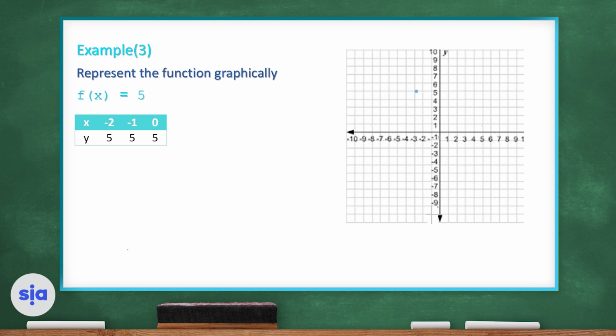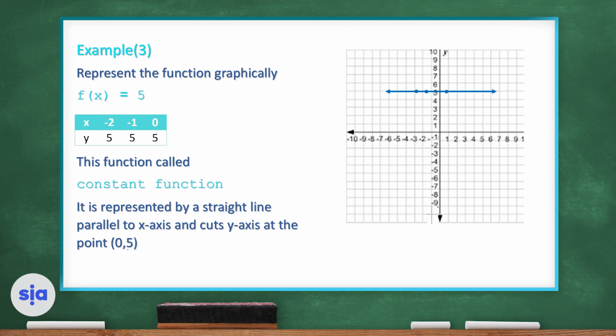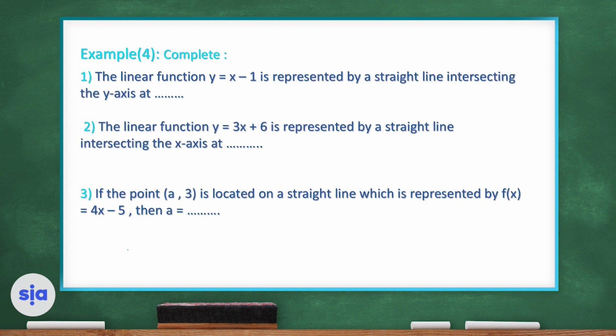If you plot this on the graph, it's (-2, 5), (-1, 5), and (0, 5), or (1, 5). So here, this graph, we connect a line, it's a horizontal line. So the constant functions always are represented by a horizontal line, passing by y equals the number that we have in the function. This function is represented by a straight line parallel to the x-axis and cuts the y-axis at point (0, 5).